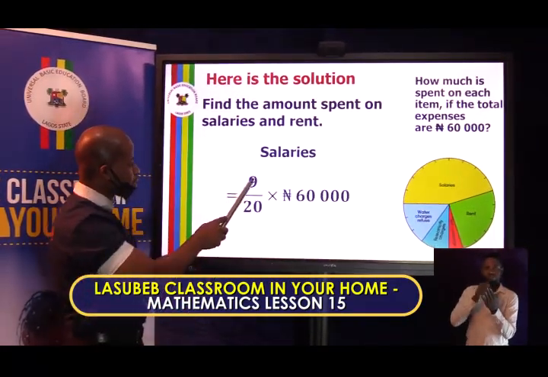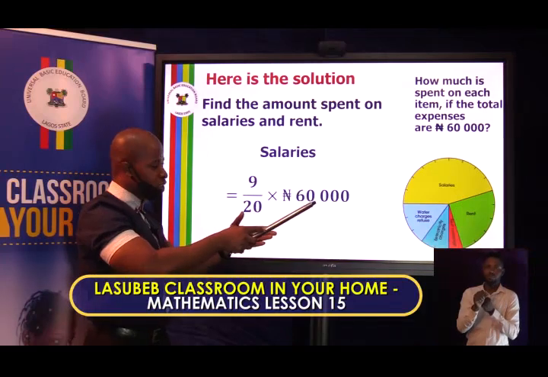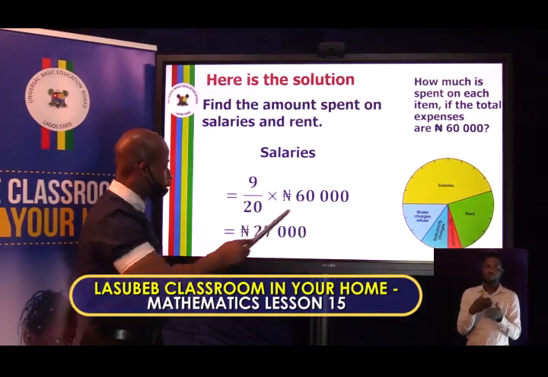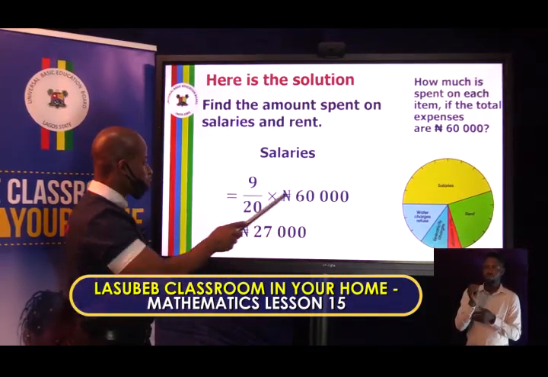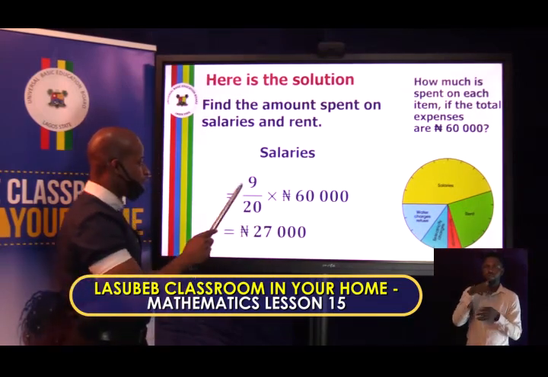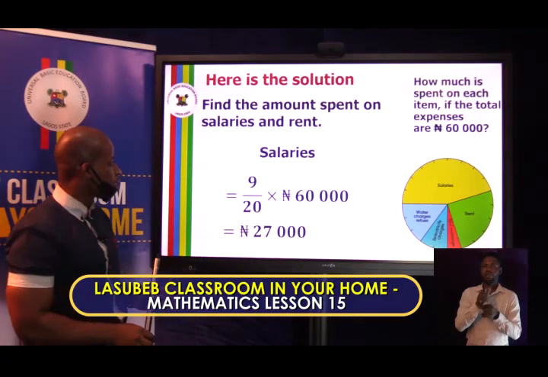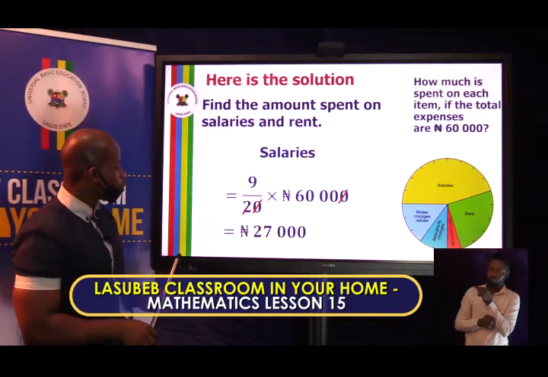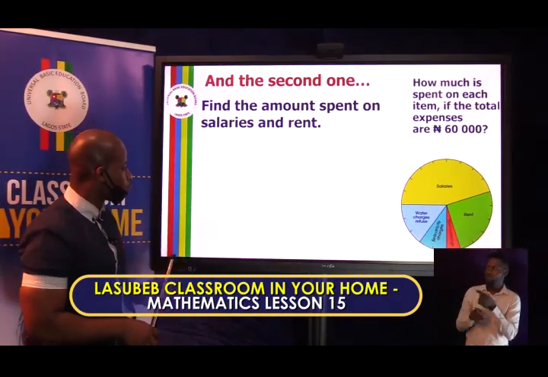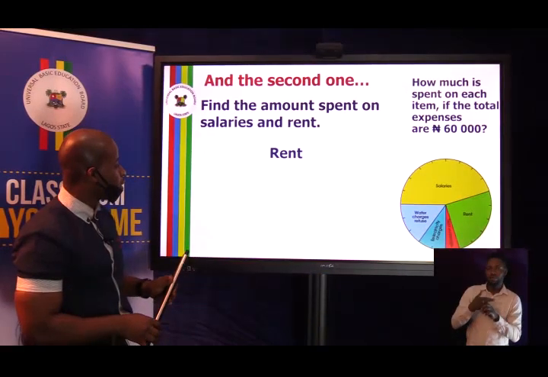That is 9 spaces out of 20 spaces, then multiplied by the money. 10 cancels 10. 2 goes in 6 3 times. You have 9 times 3,000 to give you 27,000. This is the final answer, my friend. Let's see how much exactly. That's just the division playing out.